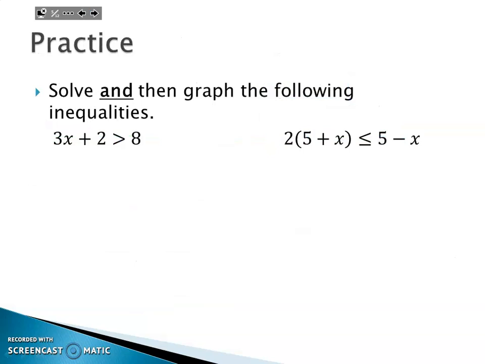Next page, you've got a couple examples there. You guys go ahead and pause this video, try these on your own, solve and graph them. All right, so we're going to go ahead and go through. You guys can just follow along and check.